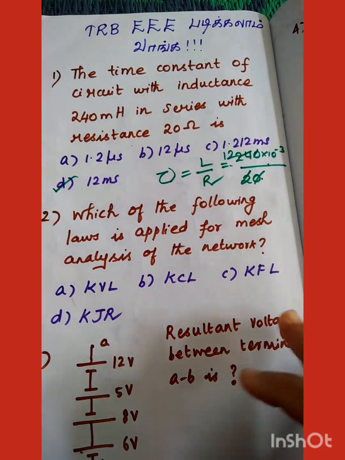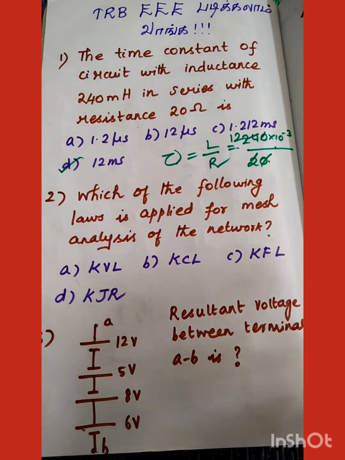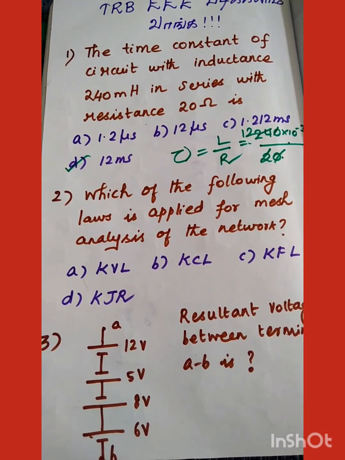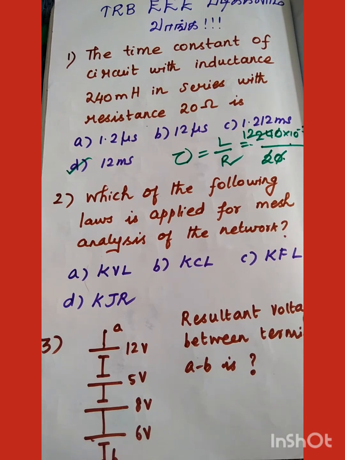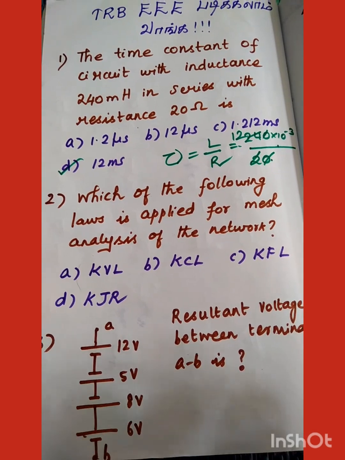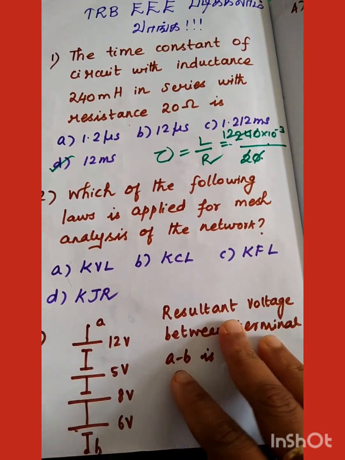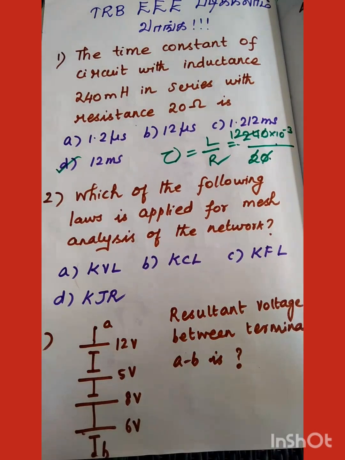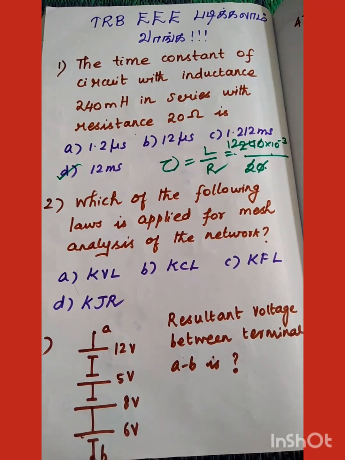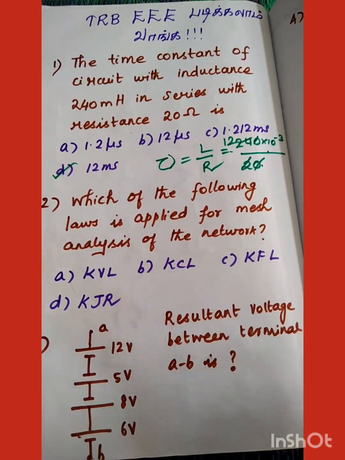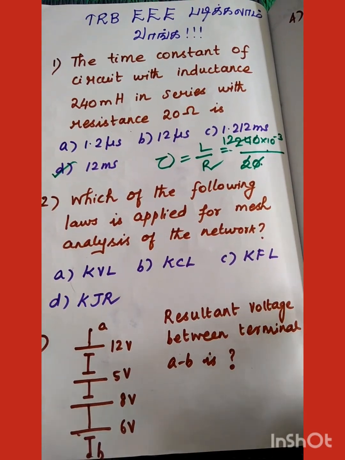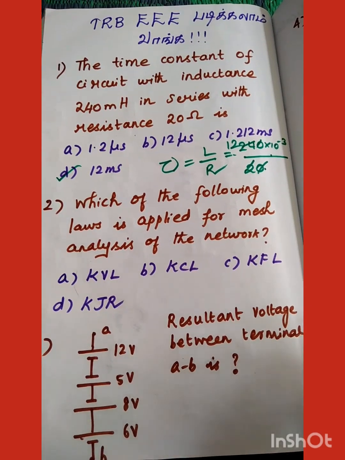Okay. And the second question: which of the following laws is applied for the mesh analysis of the network? We should understand that mesh analysis is a method of analyzing a network with the help of KVL equations, Kirchhoff's voltage law. So normally we represent mesh analysis as KVL plus Ohm's law. When you go for node analysis, we represent it as KCL plus Ohm's law, Kirchhoff's current law plus Ohm's law. So mesh analysis means KVL plus Ohm's law. Node analysis means KCL plus Ohm's law. So please make a note of it.